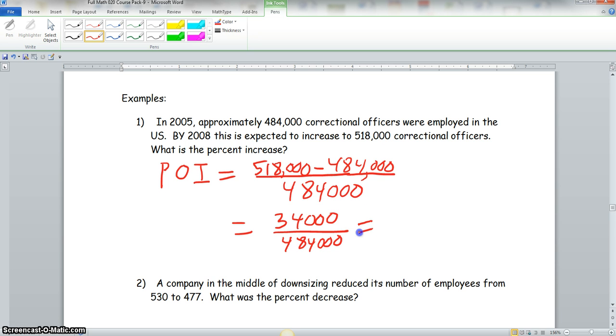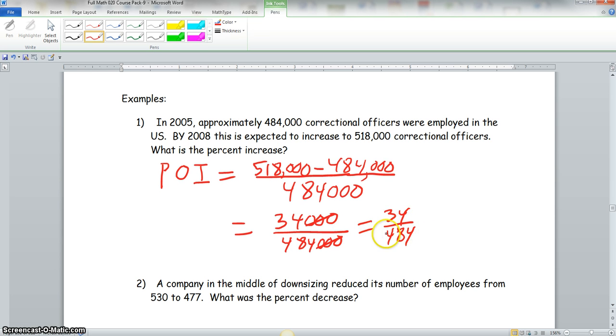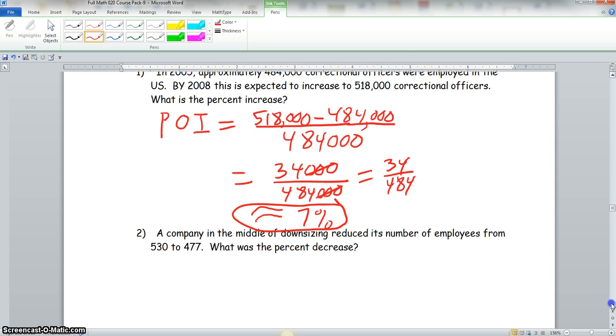Now, of course, you all have the calculators, but I could see here that we could divide both of these by 1,000. It would be 34 over 484. And you could just put this in your calculator. When you put this in your calculator, if we write it out as a percent, it'll be approximately 7%. That would be your final answer. Approximately 7% is the percent of increase.